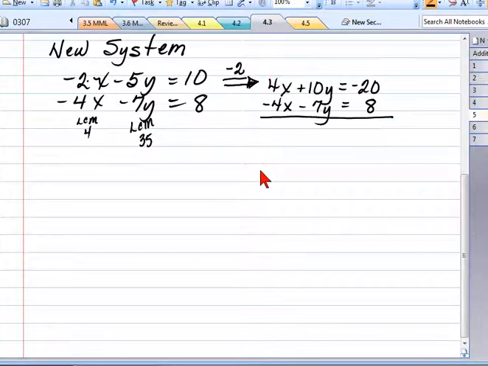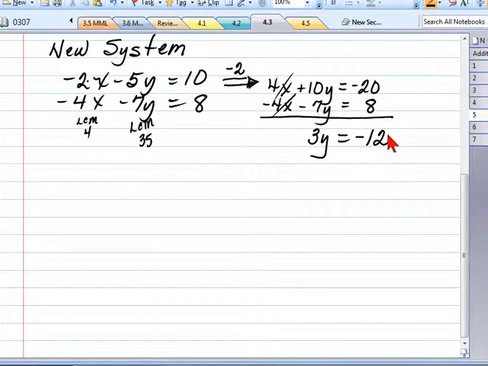All right, now it's time to do what the method says, which is add. The x's cancel. I end up with 3y because I have positive 10 and -7. I have -20 and positive 8, which is -12. Divide both sides by 3. And y is -4.